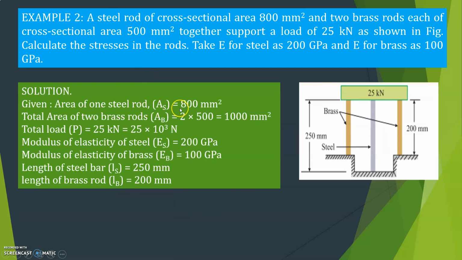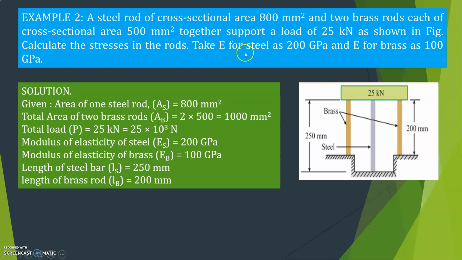Area of the steel rod is given, that is 800 mm square. So AS. Then area of the two brass rods, right? Here there are two brass rods, so area is 2 into 500, because cross-sectional area of each brass rod is 500 mm square. So it is equal to 2 into 500, which is 1000 mm square. Next, total load. Total load is 25 kilonewton, so 25 into 10 raised to 3 Newton.